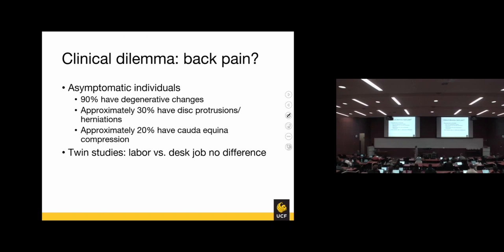In addition to that, we have twin studies where they find twins where one had a labor job and one had a desk job, and they follow them in their 50s and 60s with MRIs, and they're identical. So can we blame the environment for it? We don't know. You know, we always think so, but how much of it, it's hard to say.